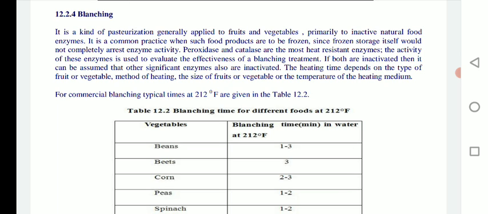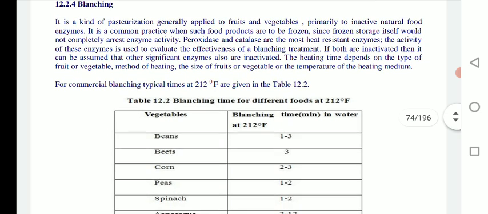So basically blanching is used to inactivate enzymes, and peroxidase and catalase are the most heat-resistant enzymes, and the activity of these enzymes is used to evaluate the effectiveness of the blanching treatment. So if both are inactivated, then it can be assumed that other significant enzymes are also inactivated. So peroxidase and catalase are used as indicators. If these two are destroyed, obviously the others are definitely inactivated.